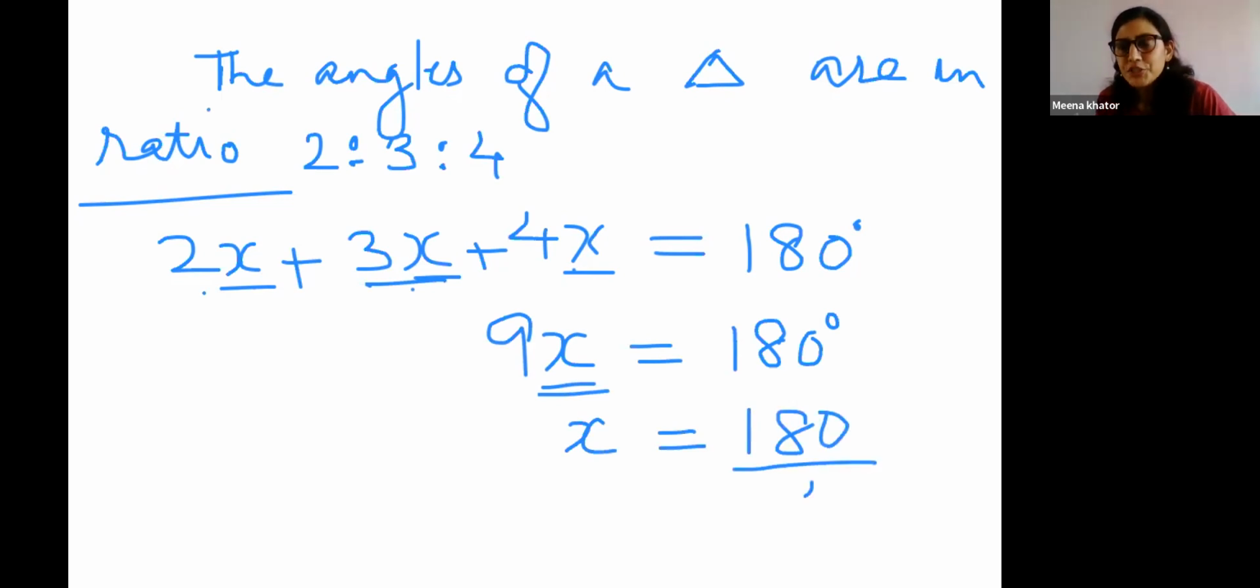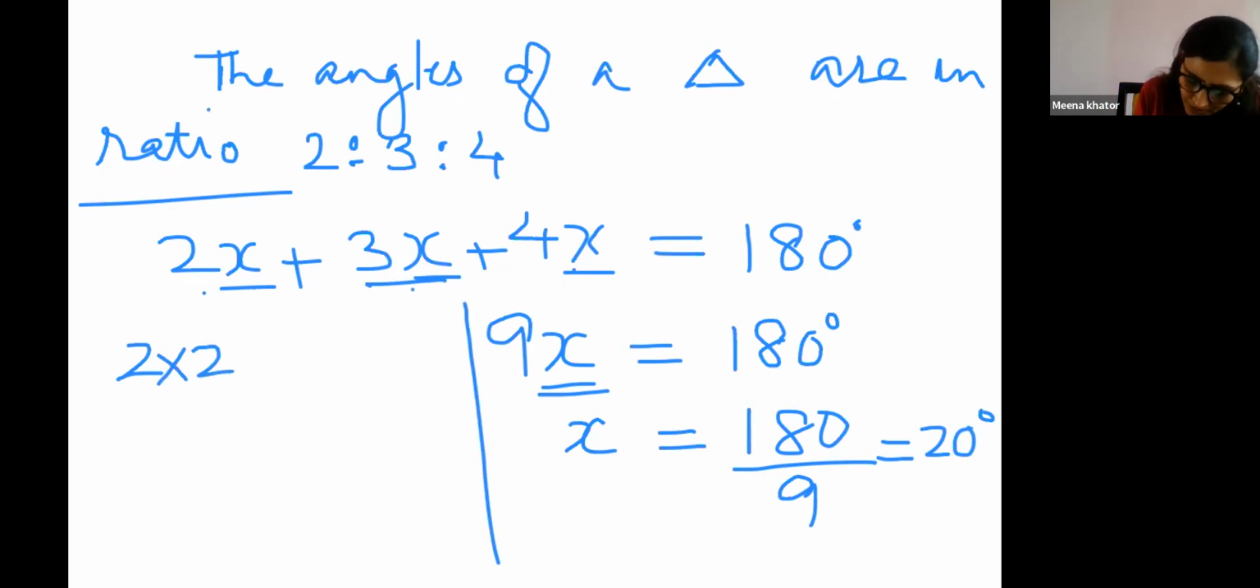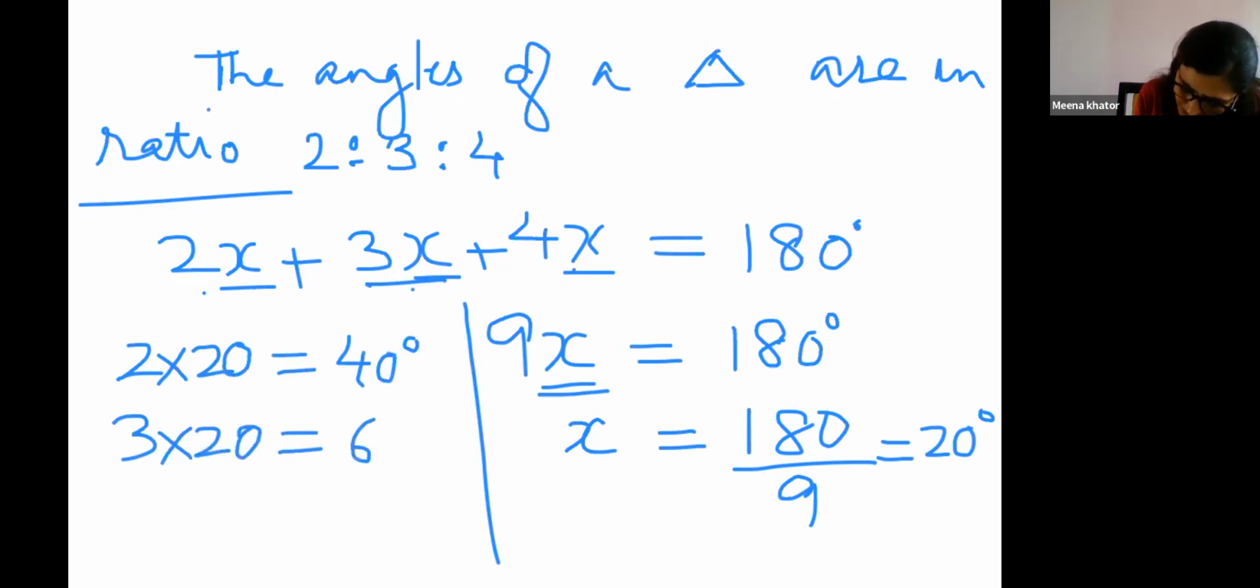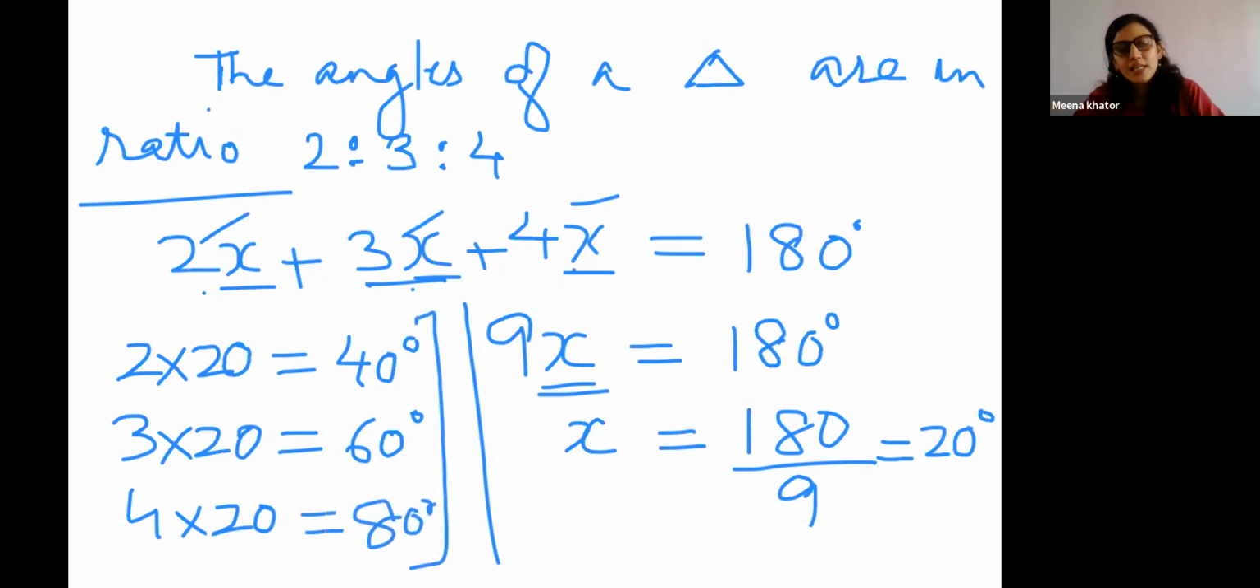Multiply will become division here, and I will get x is equal to 20 degrees. So 2x is 2 into 20, putting the value of x, I'll get 40 degrees. 3 into 20, 60 degrees. 4 into 20, 80 degrees. So the three angles are 40, 60, 80 degrees. If you add them, 40 plus 60 is 100, 100 plus 80 is 180 degrees. So the angle sum property has been checked.